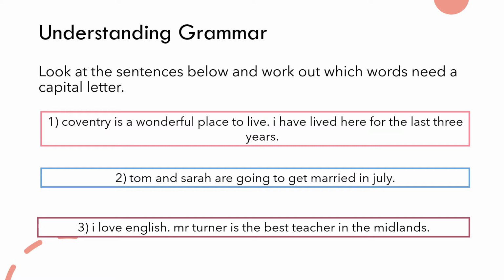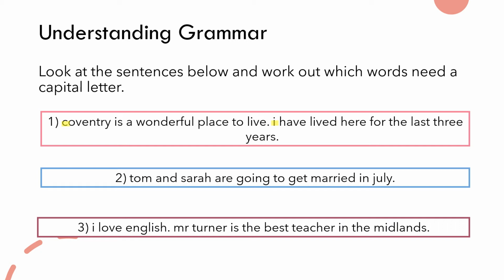What I'm now going to do is highlight and indicate where we need to have our capital letter. If we go back to number 1, Coventry is a proper noun. You can see where I've highlighted the C, Coventry needs to have a capital letter. Coventry is a wonderful place to live. Because it's had that full stop, we know it's reached the end of that sentence. And as we know from the previous slide, whenever we end a sentence, the next word needs to have a capital letter. So the I will be a capital letter as well. I've lived here for the last 3 years. Those are the two main things that we need to identify in the first example.